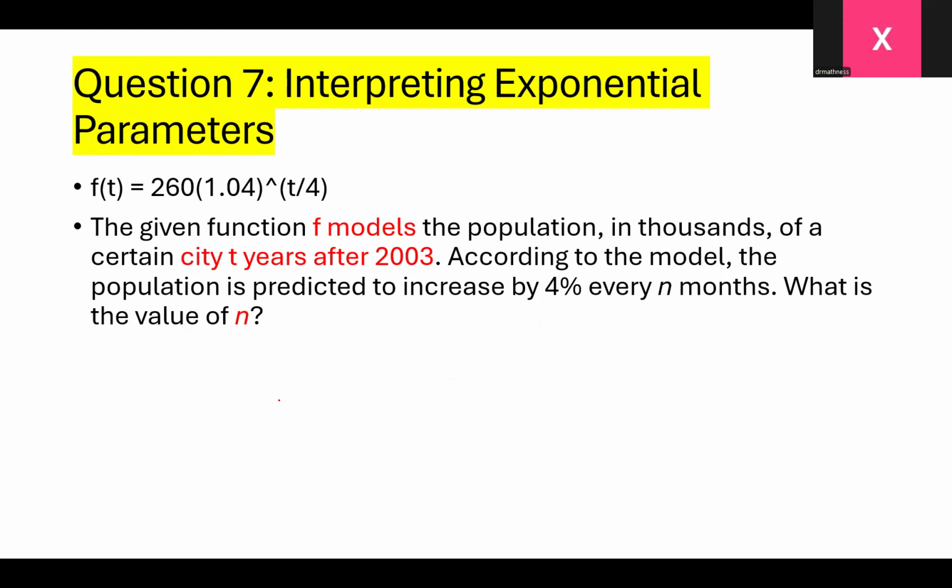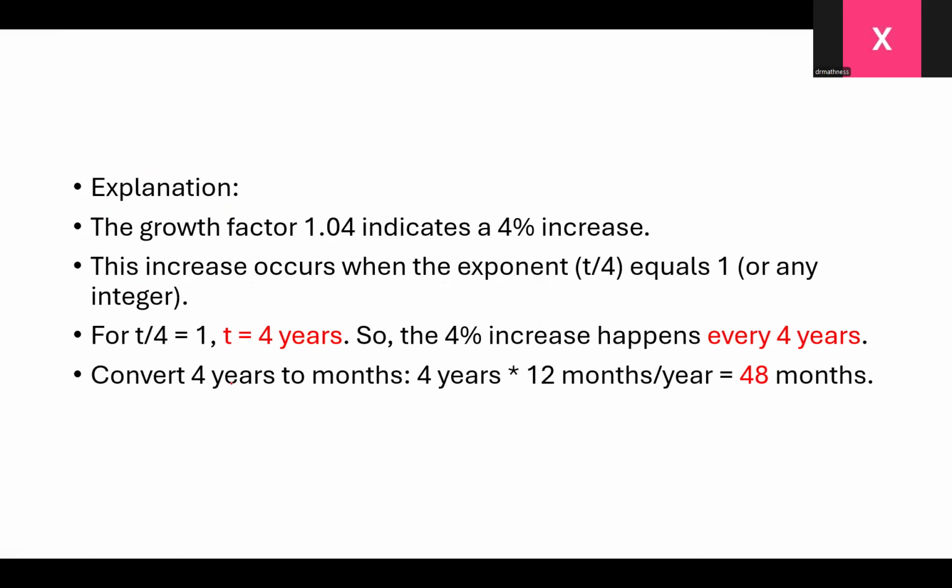For question 7, we are interpreting the exponential parameters. We are given such a function, f models the population of a certain city t years after the year 2003, right? And according to this model, the population is predicted to increase by 4% every n months. So what's the value of n, right? Let's see how to solve it.